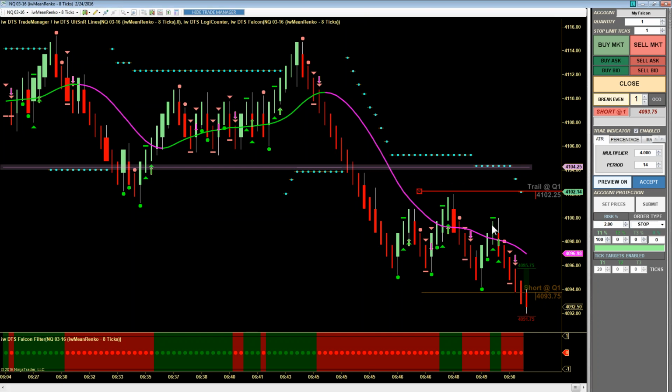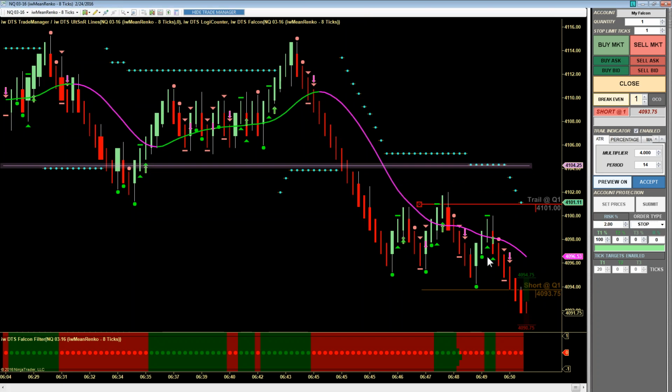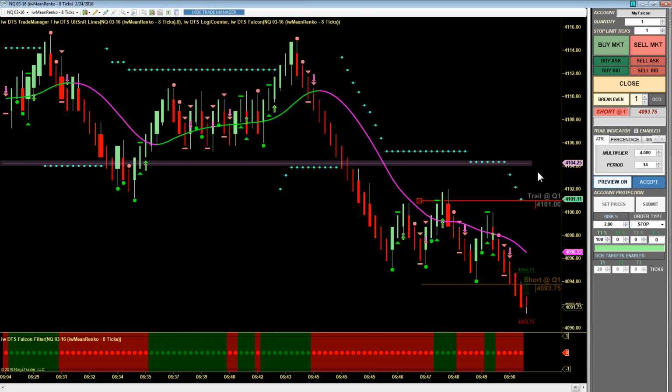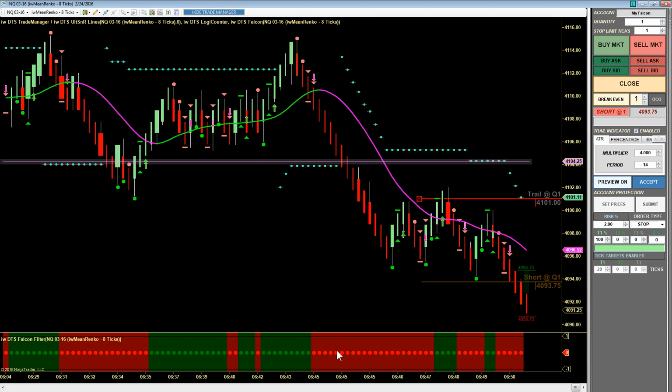What I was going to say though is if the second one would fail and start heading higher, then that's actually a little bit of a sign of weakness, because this is a high probability signal. We expect it to have a reasonable amount of follow through. Come on, get going.